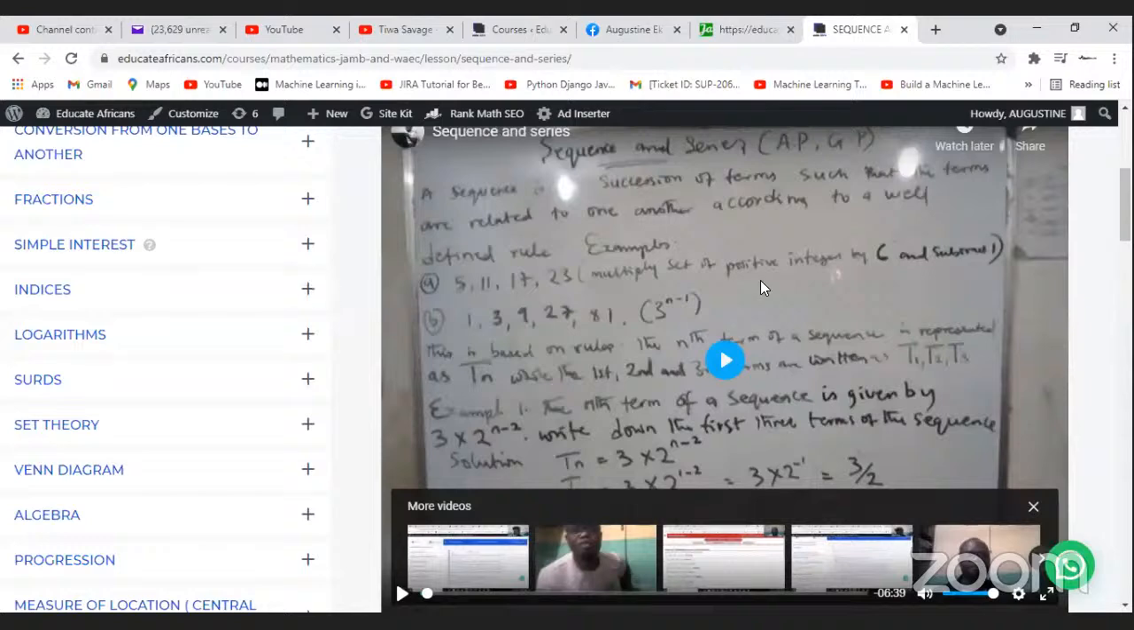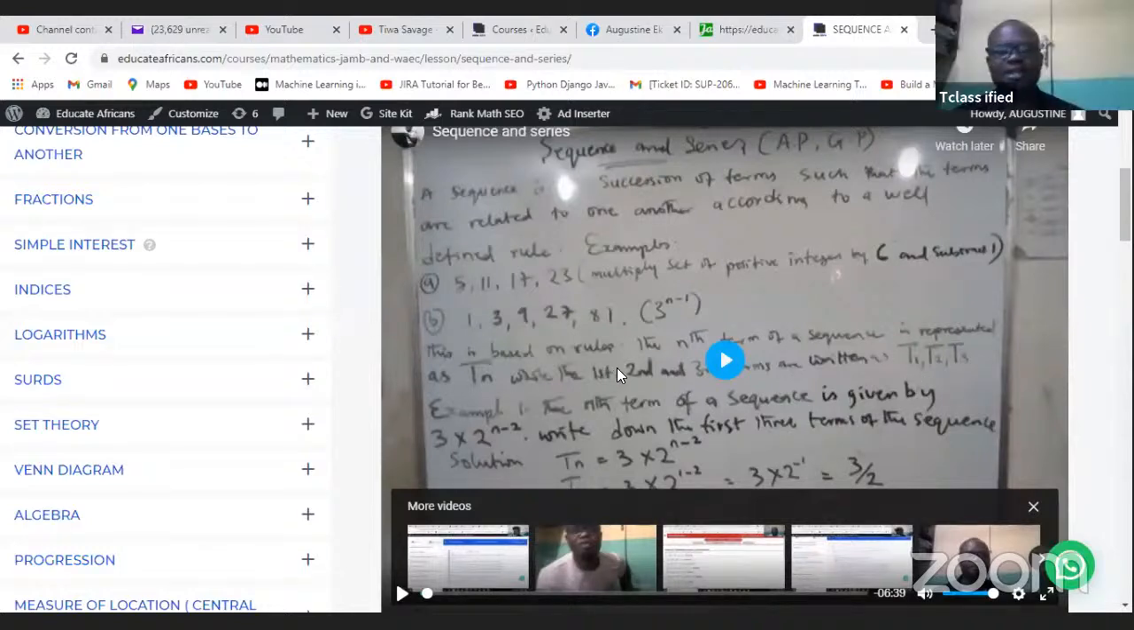Okay, so let's keep moving forward. So this is based on the rules. The nth term of a sequence is represented by Tn. So whenever you hear the word Tn, we are simply trying to represent the nth term. Tn, that is the general way of representing the nth term, T subscript n. While you can also have other terms like the first term, second term, third term, and they are all written as: first term is T1, second term is T2, third term is T3. So that is how they are written.